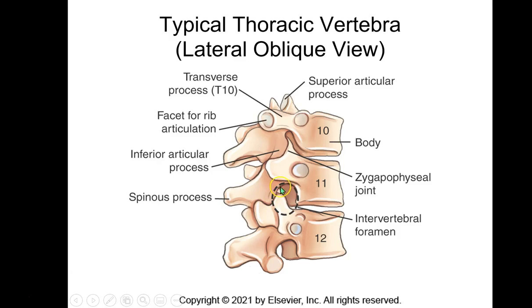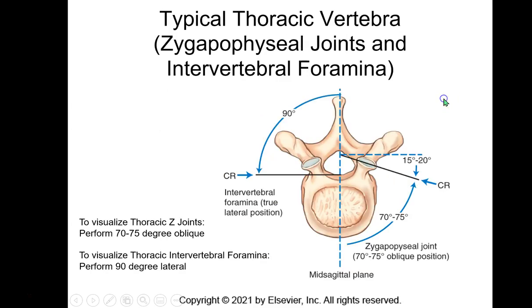Remember, you have the inferior notch of one vertebrae articulating with the superior notch of another to form the foramen. Here's your spinous processes, of course. Okay, let's add one more layer of difficulty here. The thoracic spine is different from the cervical and the lumbar spine in that the zygapophyseal joints form a 70-degree angle from mid-sagittal plane.